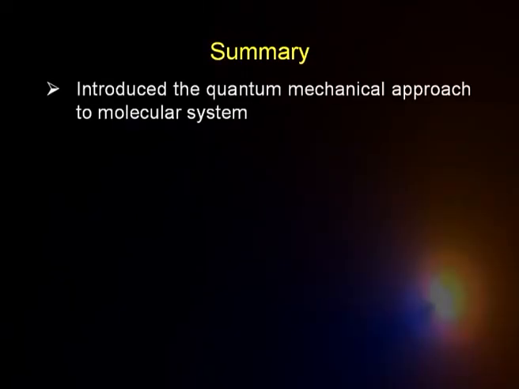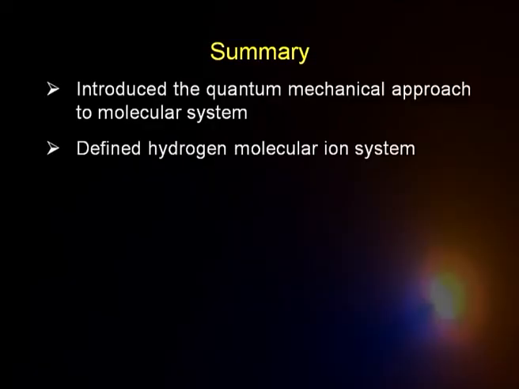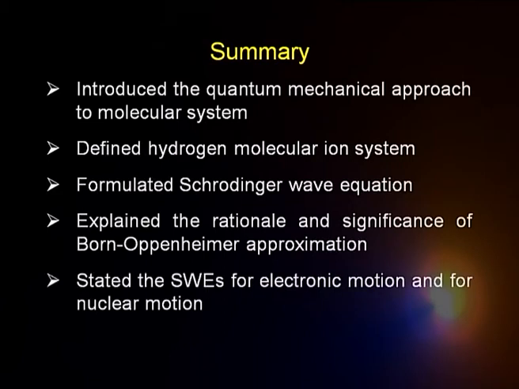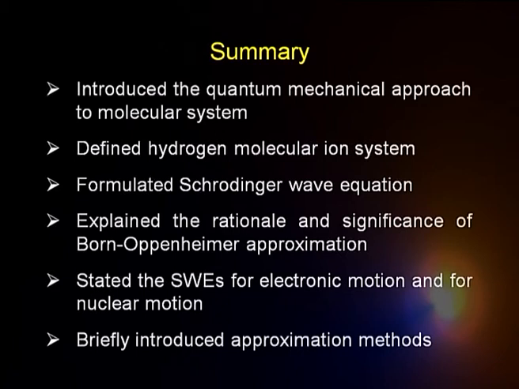So that is probably where we are going to stop for today, and we will build on this in the next session. Towards the end, let me just sum up, as I promised earlier, what we have done so far. In this session we took stock of what we have done so far. Thereafter, we introduced the quantum mechanical approach to molecular systems, that is, the two theories we are talking about, VBT and MOT. Then we defined our system for today, the hydrogen molecule ion. Thereafter, we formulated the Schrodinger wave equation and explained the rationale, its significance, and the outcome or implication of that kind of approximation when applied to molecular systems. Then we stated the Schrodinger wave equations for the electronic motion and for the nuclear motion, and briefly touched upon the approximation methods used for solving such equations.